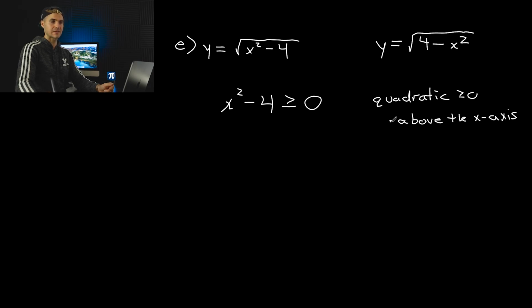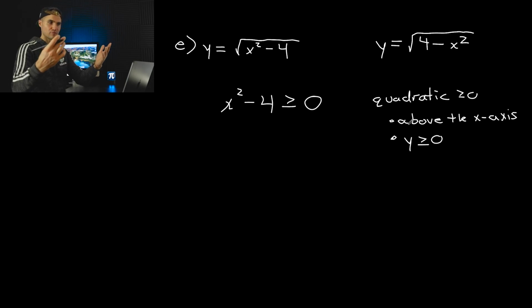Or basically, when are the y values going to be greater than 0? And because it's greater than or equal to 0, we're also trying to find out when it hits the x-axis, right? When are the y values going to be equal to 0? That's going to be at the x-intercepts. So we're trying to find the intercepts and then also when it's above, right?